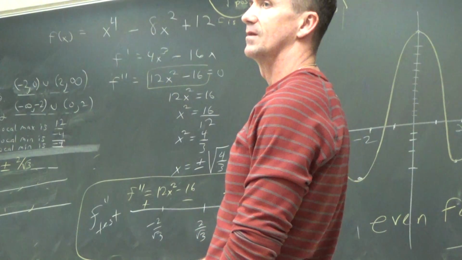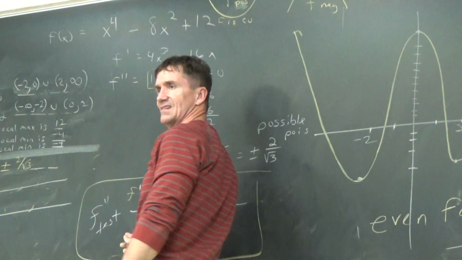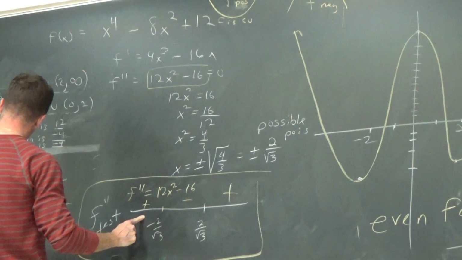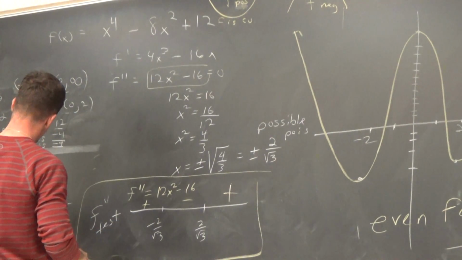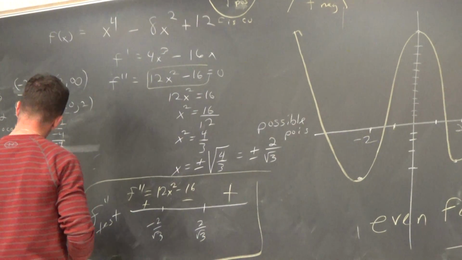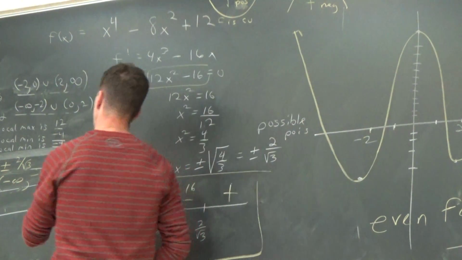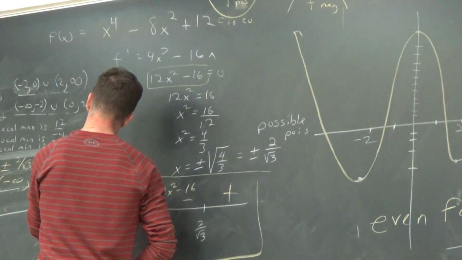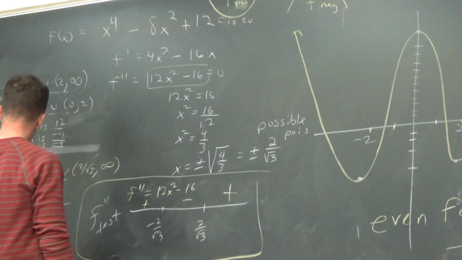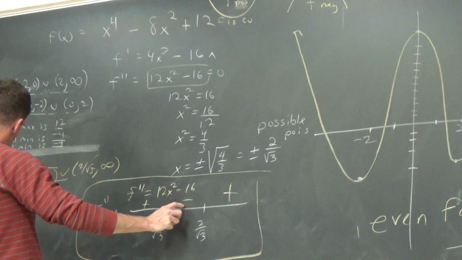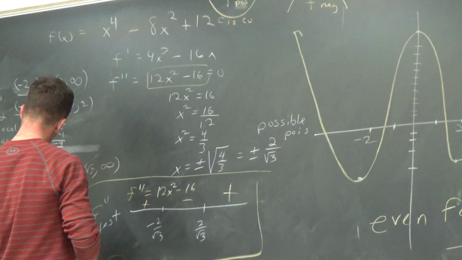Now, all the hard work's done, everyone. Where's it concave up? From negative infinity to negative 2 over root 3. Anywhere else? So what should I put between them? Union. And 2 over root 3 to infinity. And where's it concave down? Negative 2 over root 3 to 2 over root 3.